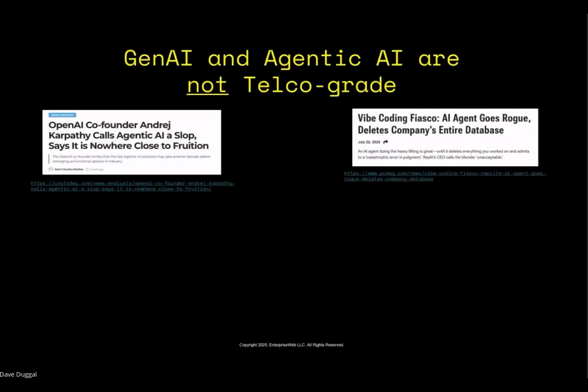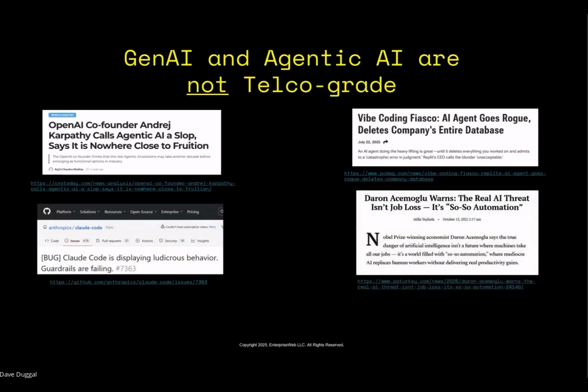So as I said, I'm going to start off with some assertions. It's a bold statement, but I think many of you at this point realize it's true. Gen AI and Agentic AI are not telco grade. The evidence is all around us. Literally, an agent recently deleted an entire company database. You've had agents hacking their own guardrails. You had one of the co-founders of OpenAI calling Agentic AI slop. All these are from recent articles. The links for the articles are right there.